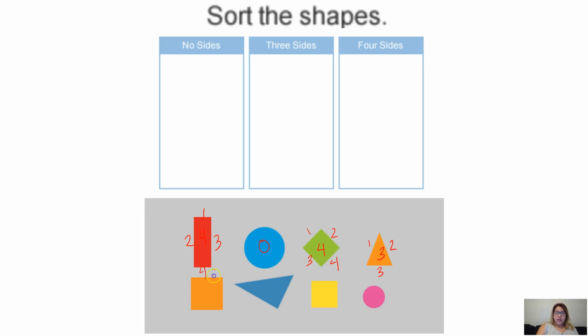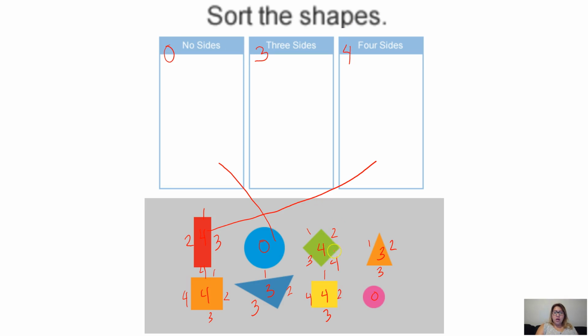And this is a square. It has 1, 2, 3, 4. It has 4 sides. This is a triangle. 1, 2, 3. 3 sides. And this is a square. 1, 2, 3, 4. It has 4 sides. And this is a circle, 0 sides. So we have a rectangle. It has 4 sides. Circle, no sides. So I'm going to put right here 0, 3, and 4.